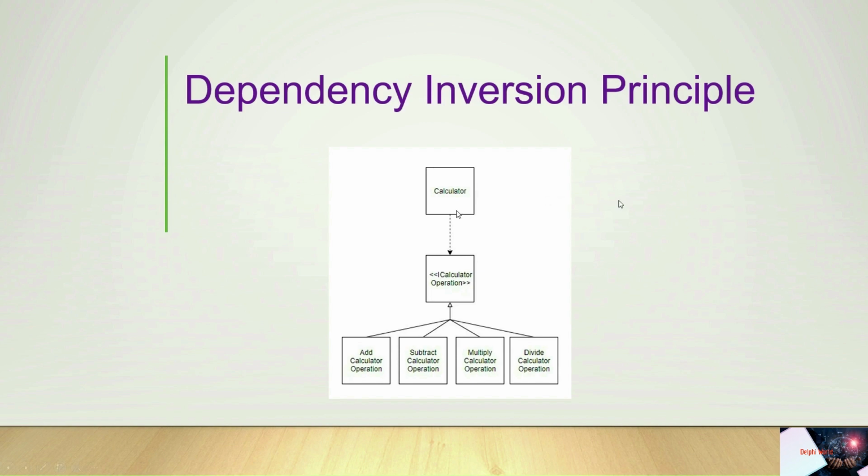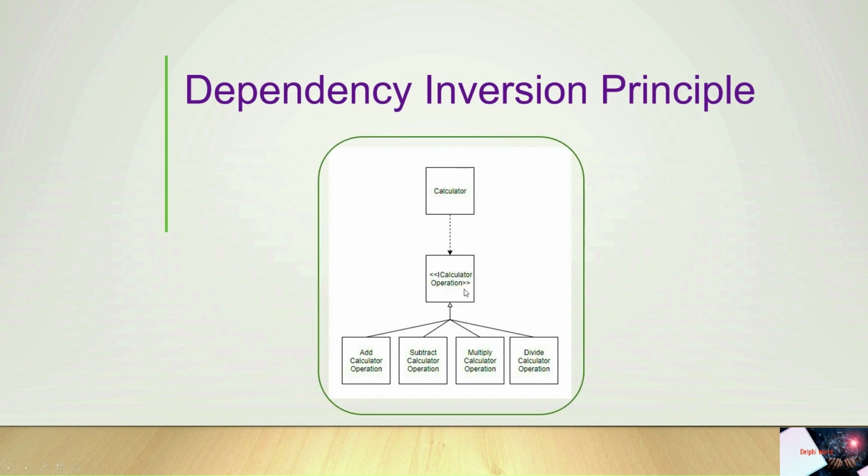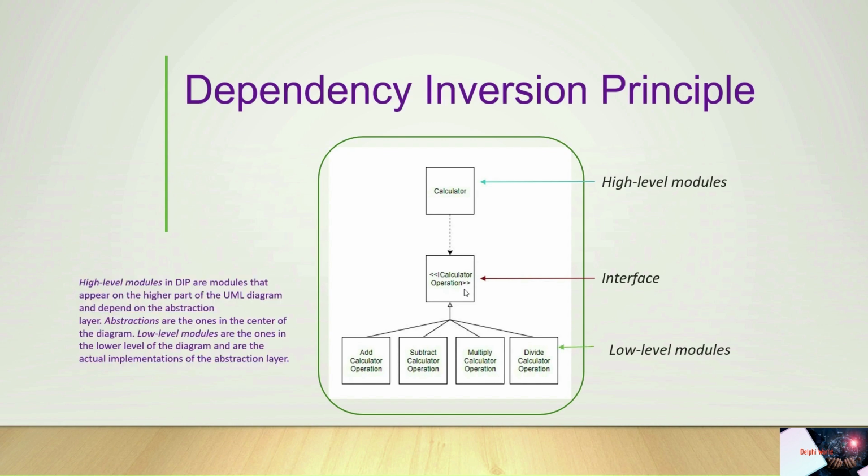Suppose this is the calculator class, and this is the abstract class. This is the I interface, this is the abstraction. Calculator is the high level module. ICalculator is the interface, and below it the add calculator operation, subtract calculator operation, and these four are the low level modules. Our principle says the high level module should not depend on the low level module. So calculator, the high level module, should not depend on low level modules like add calculator operator, subtract calculator operator, multiply calculator operator and divide calculator operator. It should depend on the abstraction.